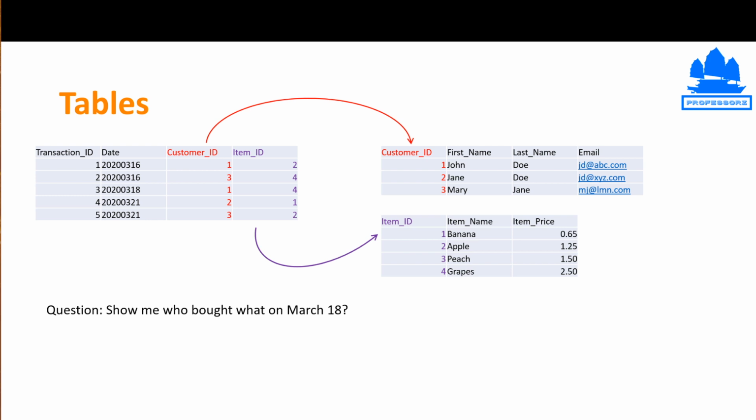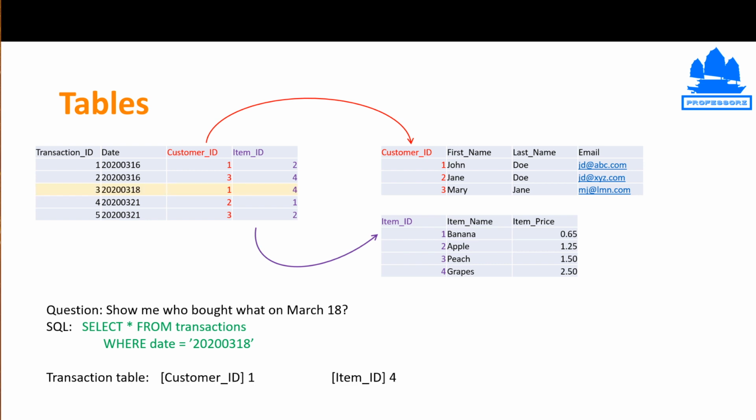What if I want to do it in SQL? Here I've written out a simple SQL command. Select everything; the star is a wildcard, which means everything. Select everything from transactions where date equals 2020-03-18. So in the SQL command, we return the third row in that transaction table. It will return customer ID 1 and item ID 4.